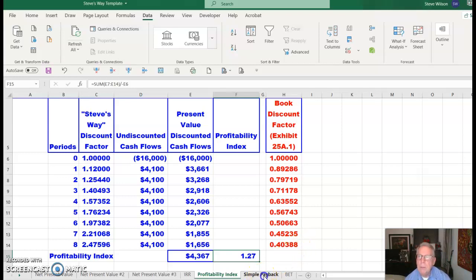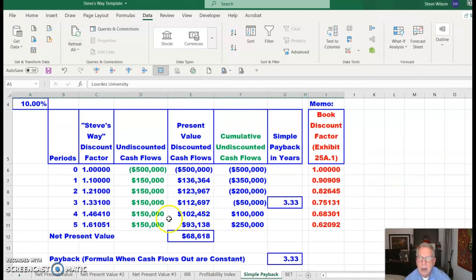All right, then if I look at simple payback, this is pretty easy. It's a very easy calculation. I can take 500,000 and divide it by 150,000 and I get payback. But I've calculated a cumulative undiscounted cash flow here. And as you can see, it goes positive somewhere between the 3rd and 4th year. Now, what I would do then is I would take 50,000 as a percentage of 150,000 in year 4, and that gives me 0.33. So my simple payback in years is 3.33.